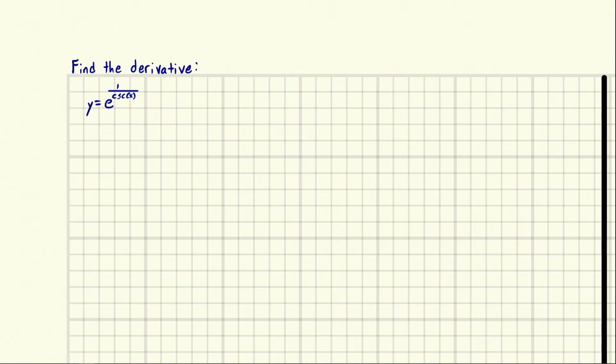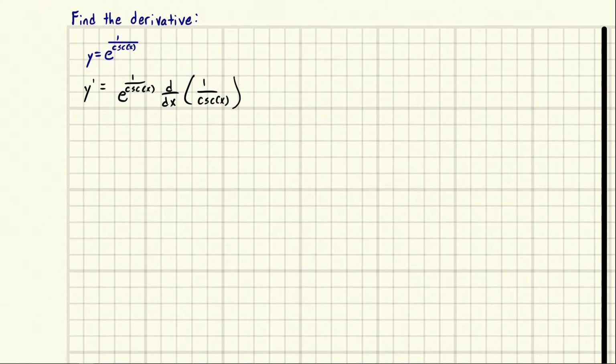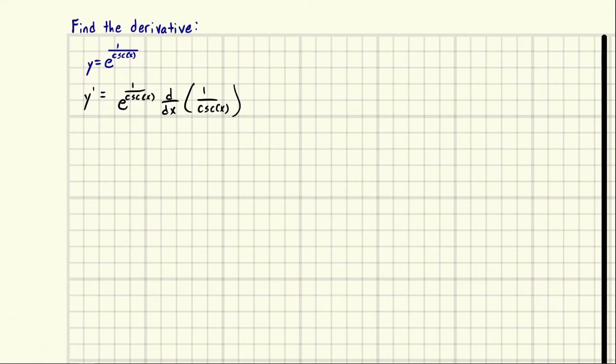So if we take the derivative, we're going to get y prime is equal to e to the 1 over cosecant x. We just copy it, times the derivative d dx of 1 over cosecant x. So this is going to turn out to be a little more complicated. So let's go ahead and dive into that piece over here.